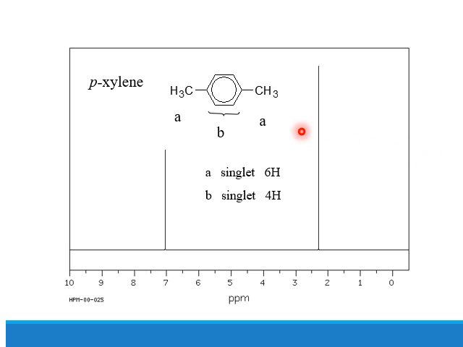So for this one, we have two different peaks. The first one, the A type, has 6 hydrogens. You can see it's a larger peak; the intensity is higher. And for the second one, the B type, we have 4 hydrogens. That's why it's a little smaller.